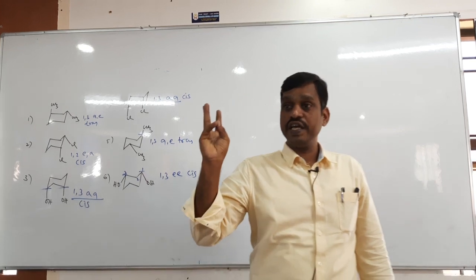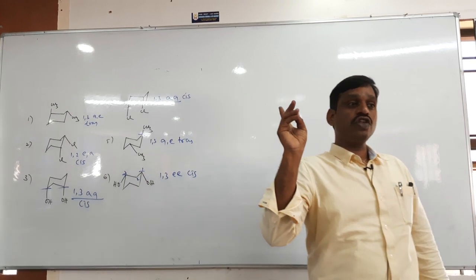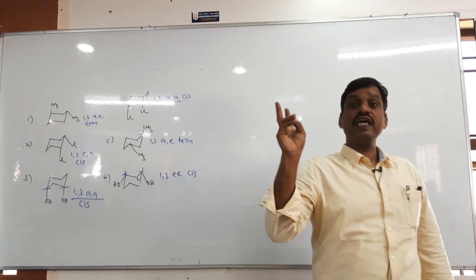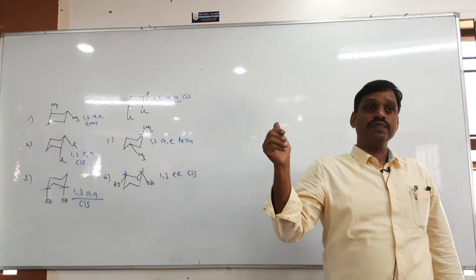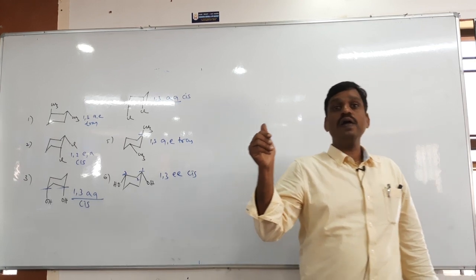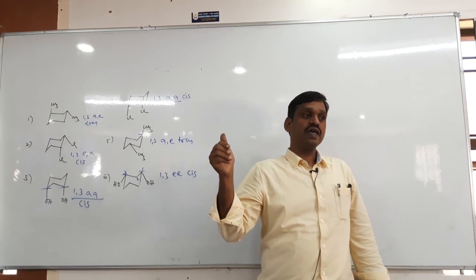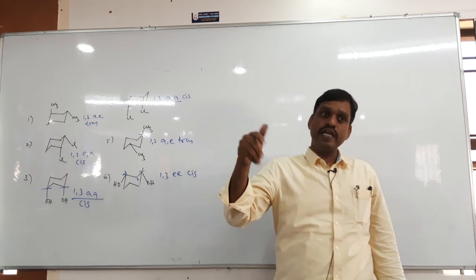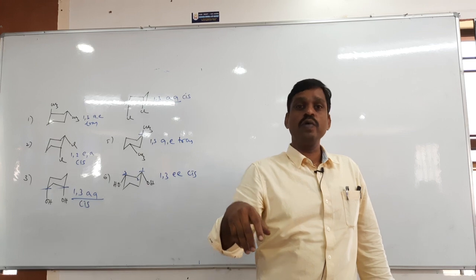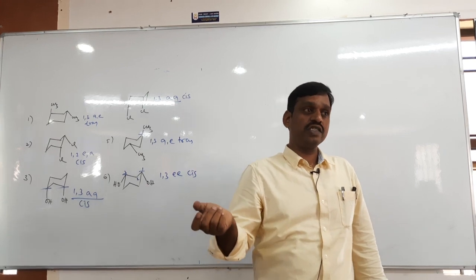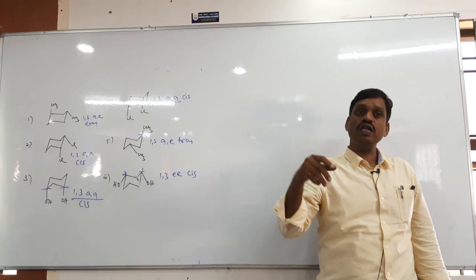1. Alkenes. 2. Oximes. 3. Diazo compounds. 4. Cycloalkanes. 5. Conjugated dienes or conjugated enes, polyenes also. Next is cumulenes, cumulated enes. Cumulenes are also called allenes.